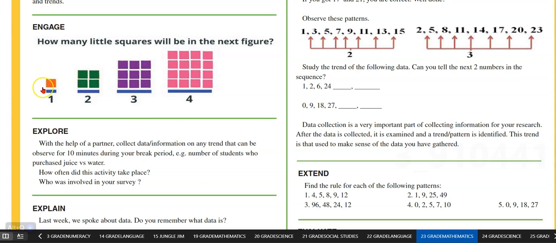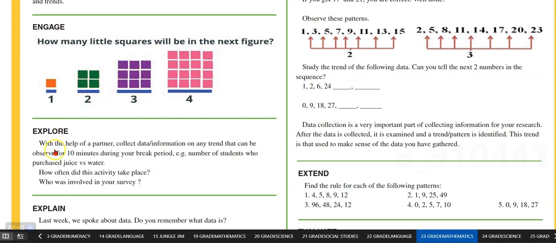And another approach too is to look at what's happening between the numbers. So between 1 and 4, we had a gap of 3. Between 4 and 9, we had a gap of 5. Between 9 and 16, we had a gap of 7. Now, if we observe that particular pattern, we see 3, then 5, then 7. And if that pattern continues, we would have 9. So to the 16, we would add 9 to get 25.